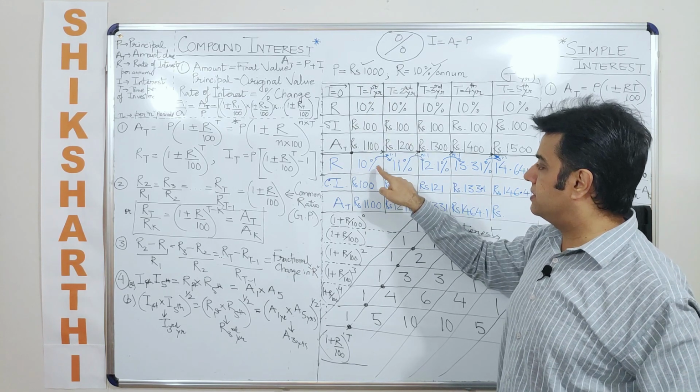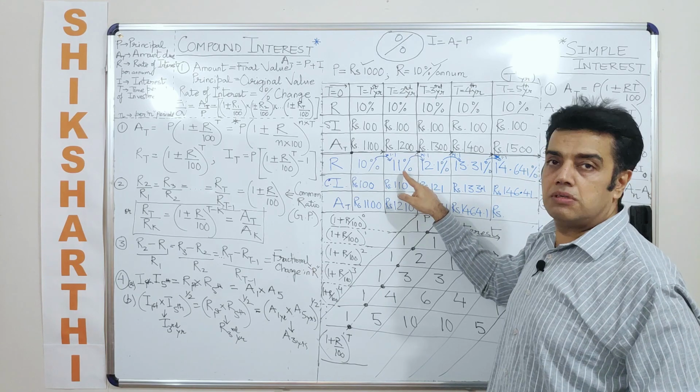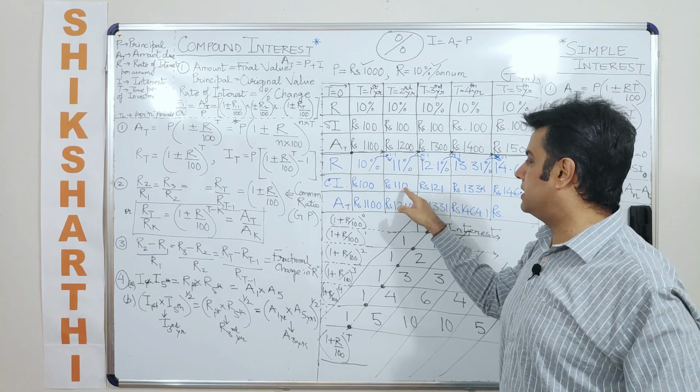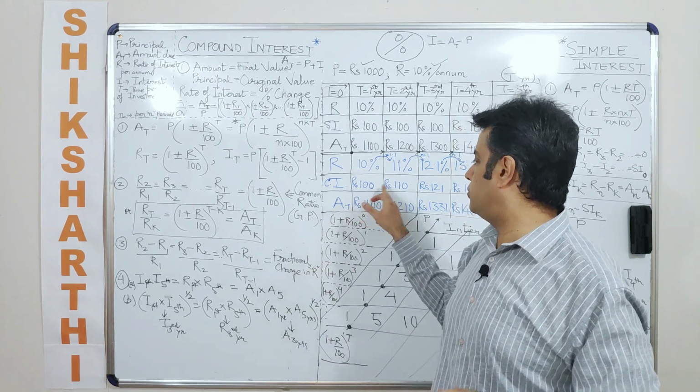Okay. Similarly, we are talking about the compound interest in value. So that becomes 10% for the first year. For the second year only, it becomes how much? 11% of 1000, which is 110. What is the compound interest cumulative after 2 years? So it will be 210 rupees.